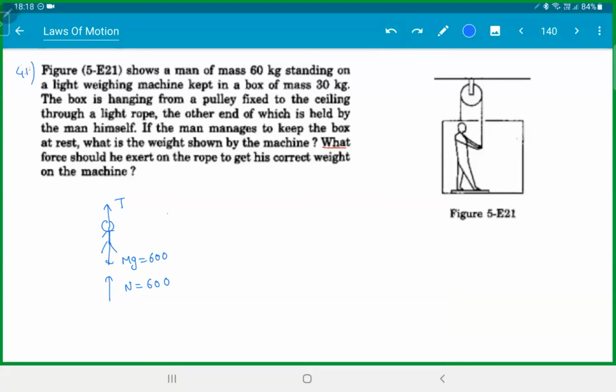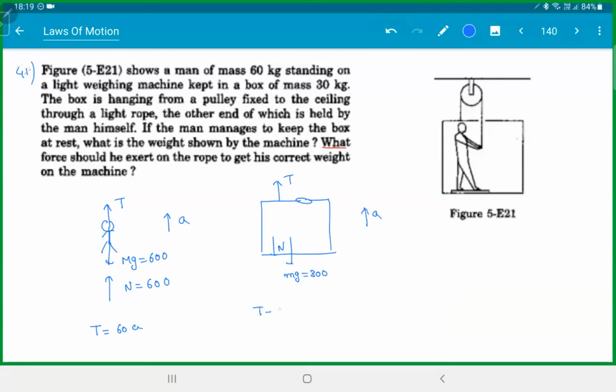We don't know. It is accelerating. Because if A was zero, the tension would be zero. There is no one who is holding the box. The box would just fall down. So T is equal to 60 into A. Now, if you just take the box's FBD, tension, this would be mg, which is 300, and this is A, and this is N.